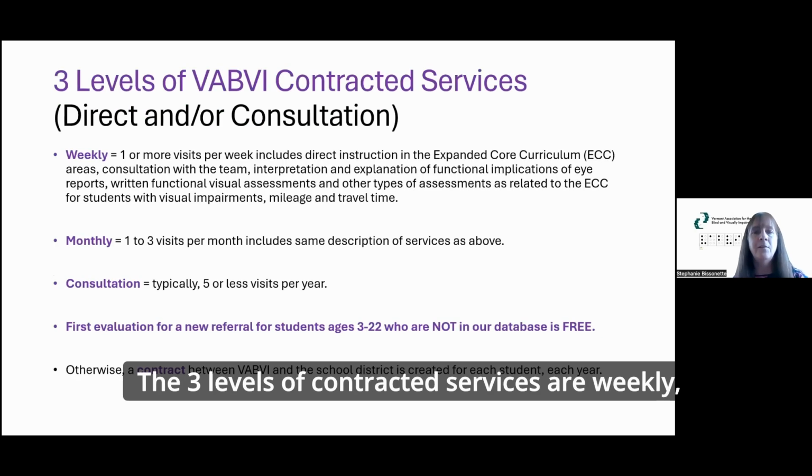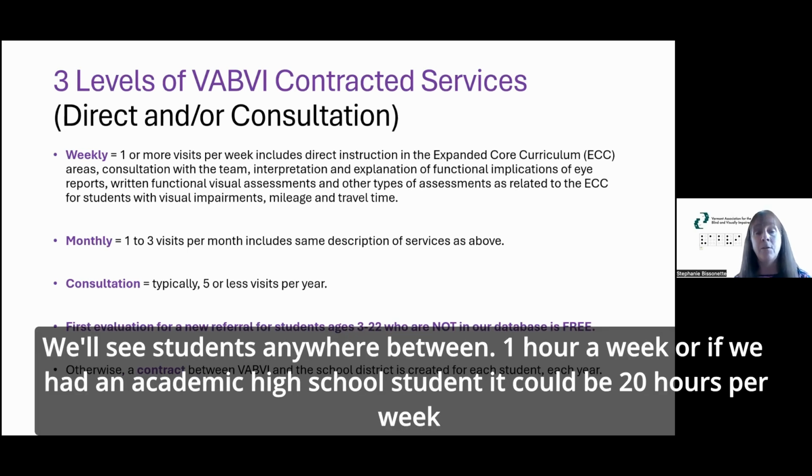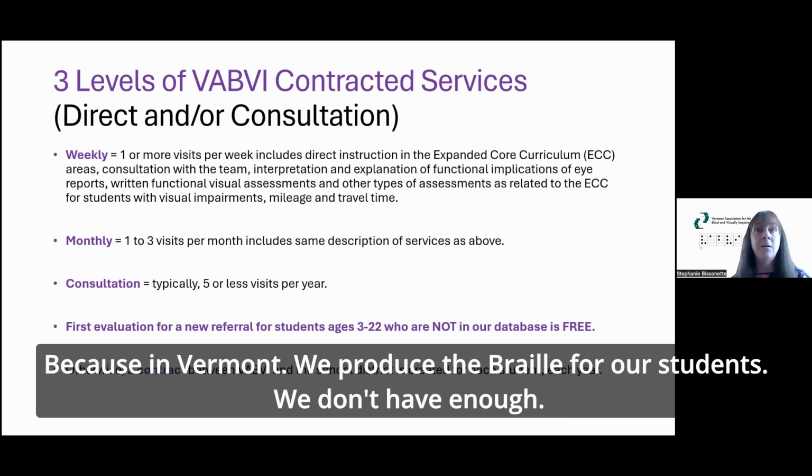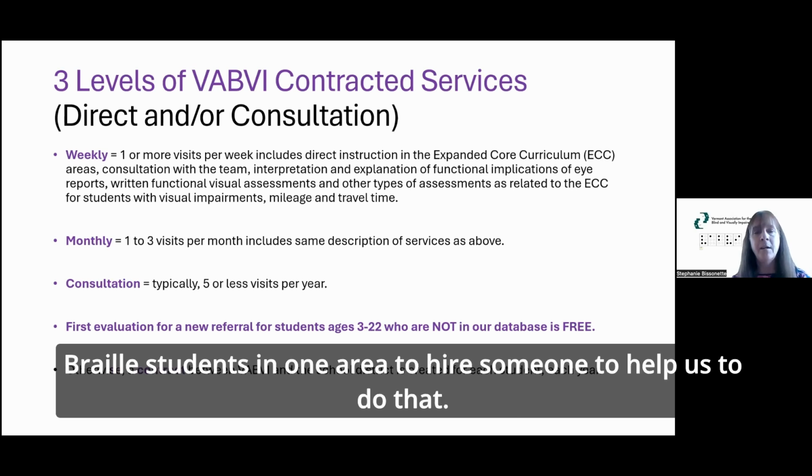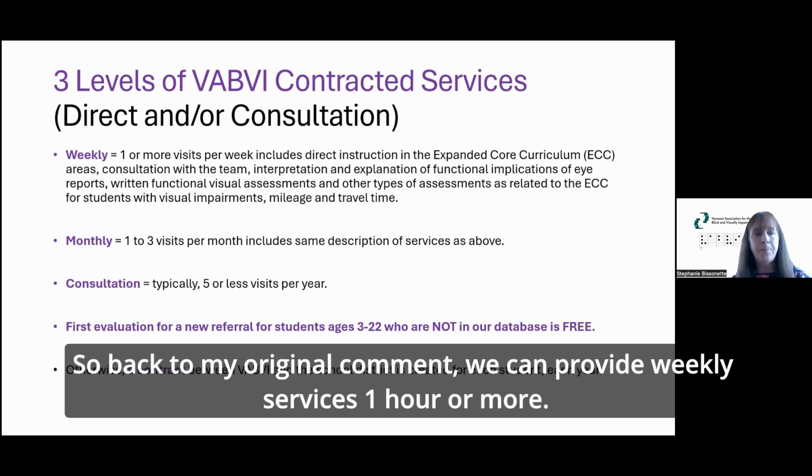The 3 levels of contracted services are weekly. We'll see students anywhere between 1 hour a week, or if we had an academic high school student, it could be 20 hours per week. Because in Vermont, we produce the Braille for our students. We don't have enough Braille students in one area to hire someone to help us to do that. So back to my original comment, we can provide weekly services 1 hour or more.